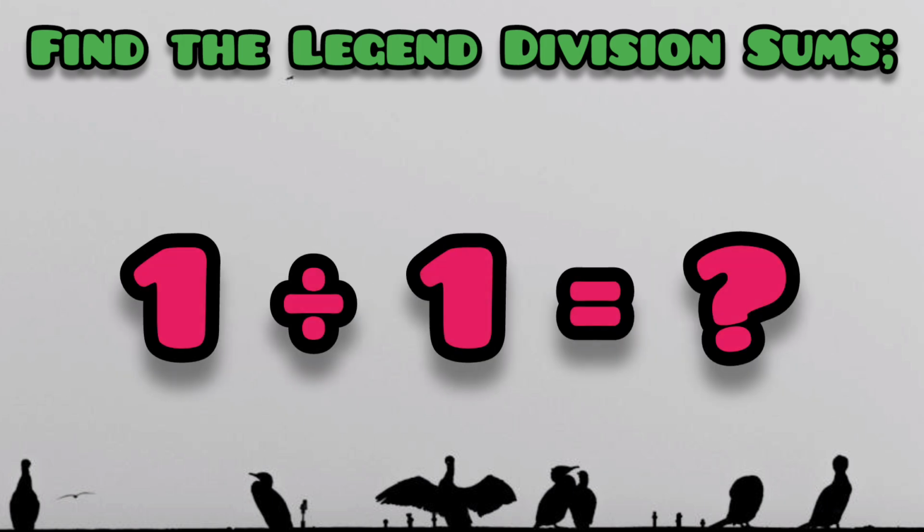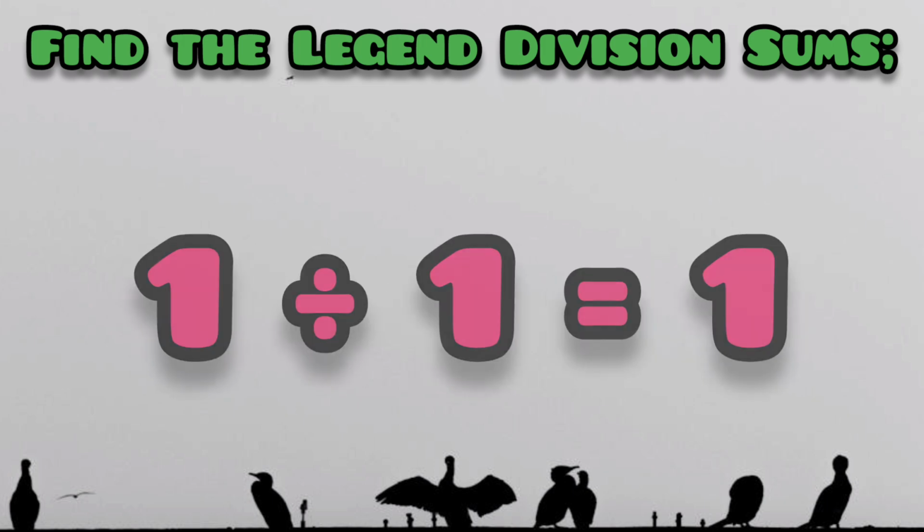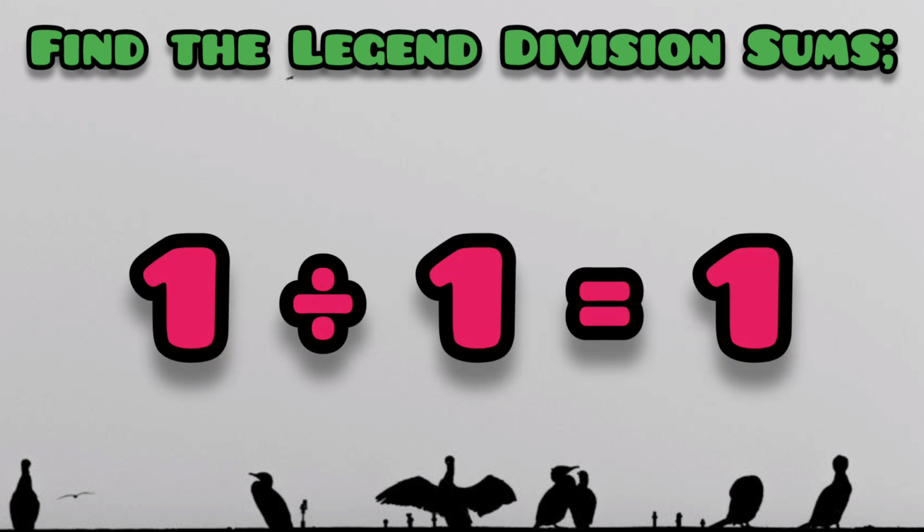Then next question: 1 divided by 1 equal to what? Division legend sums. 1 divided by 1 equal to 1. 1 divided by 1 equal to 1 is the correct answer.